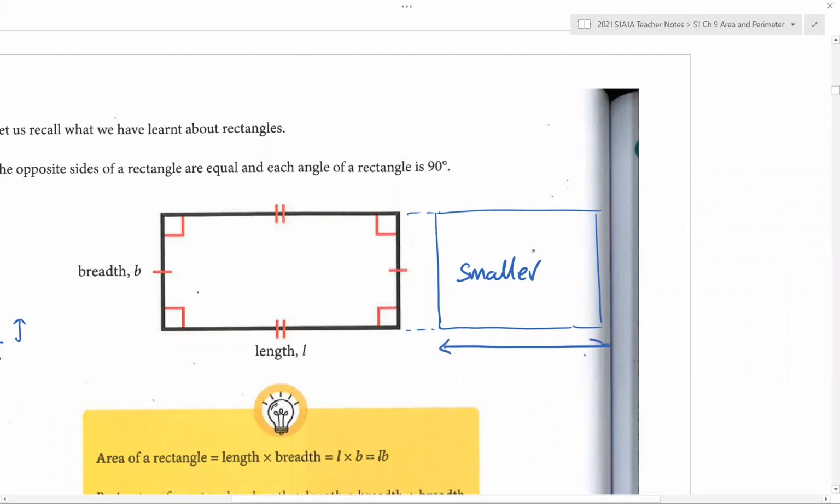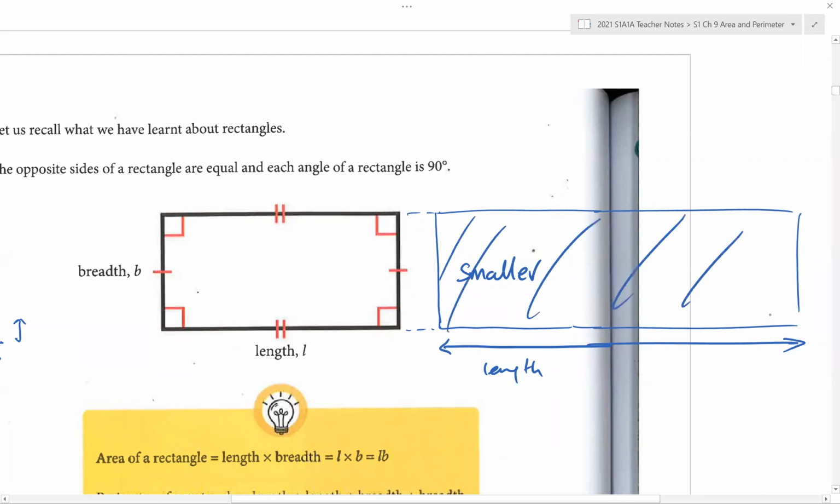We say that the length is smaller. So if the length is smaller, then my area is going to be smaller if the breadth remains the same. Now, if I were to extend my rectangle to a longer one, now my length becomes bigger than what is printed, and that results in a bigger area. Again, I keep emphasizing two things that will affect the area: length and breadth.